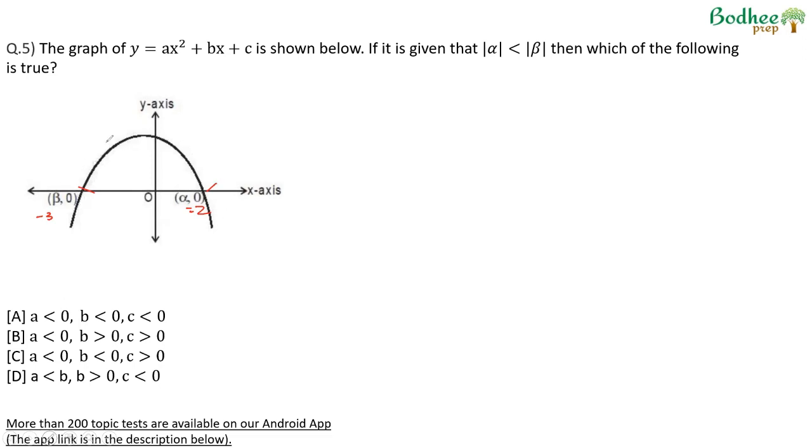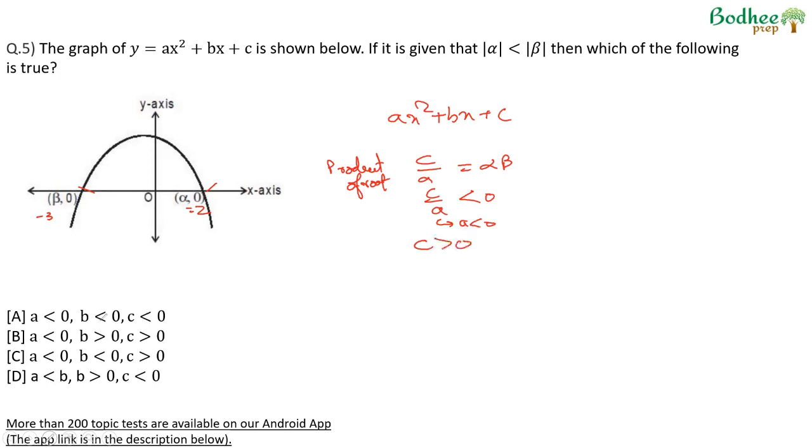Because the curve is downward opening, we can be sure that a is less than 0, which is true for all cases. Now, if we look at ax square plus bx plus c, the sum of roots, the product of roots will be c by a. We know that c by a is equal to alpha into beta. Beta is a negative term, alpha is a positive term. Therefore, c by a has to be less than 0. Also, a is less than 0. Since a is negative, c has to be positive for sure. So from here, we can eliminate the options with a less than 0, c less than 0.